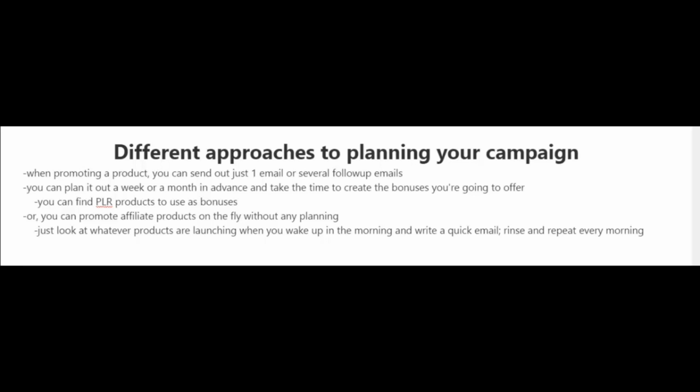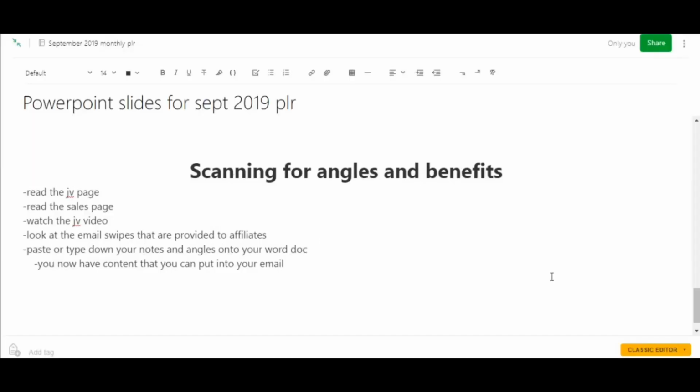You can choose to plan your email campaigns in advance, or you can just do it on the fly, or you can do both. In this video, I'm going to show you an example of me looking for angles and benefits when I'm promoting a product. First of all, this is what I do. I read the JV page of the affiliate product I'm promoting. I also read the sales page, and I also watch the JV video. So when I'm looking at all this content, I'm looking for angles that I can use for my emails. I'm also looking for benefits that I can highlight to my subscribers.